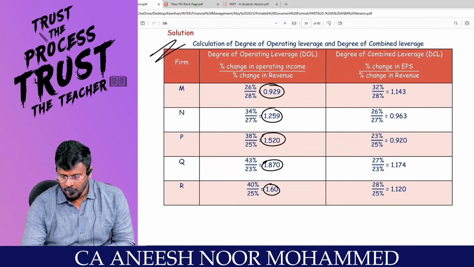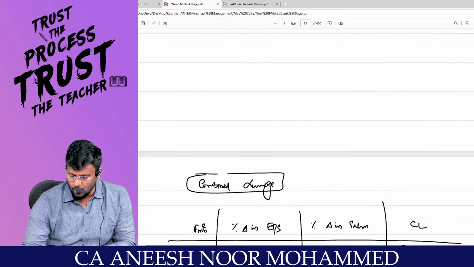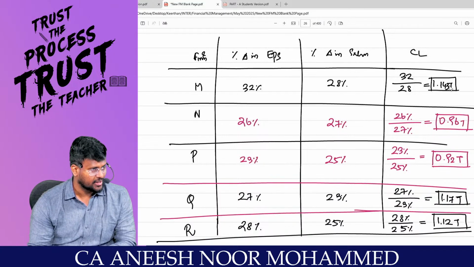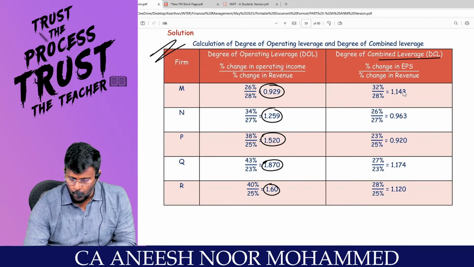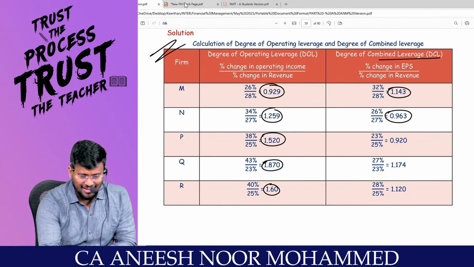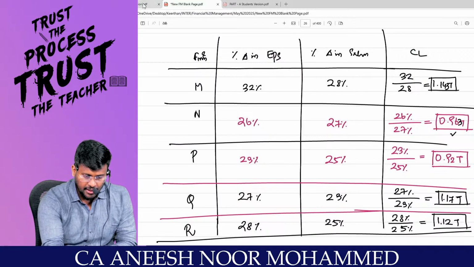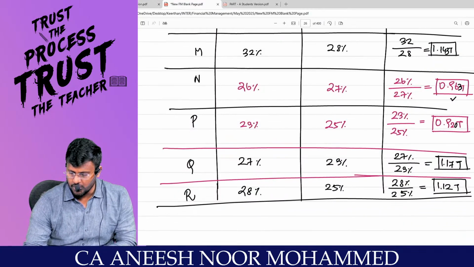Now coming to the combined leverage, which is nothing but the first one, 1.143. We can add one more decimal. Always write 3 decimals in the exam. So 1.143. Then 0.963. Comfortable, sir? The next one, 0.920. We also got 0.920.